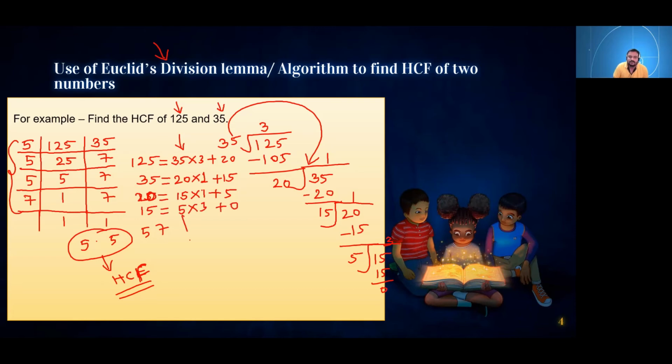So the last divisor that we got, you can see it here also, that is our HCF. This method is also called the long division method. Is it clear to everyone? Using the prime factorization method and using Euclid's division lemma, we can get the HCF. Is it clear to everyone?